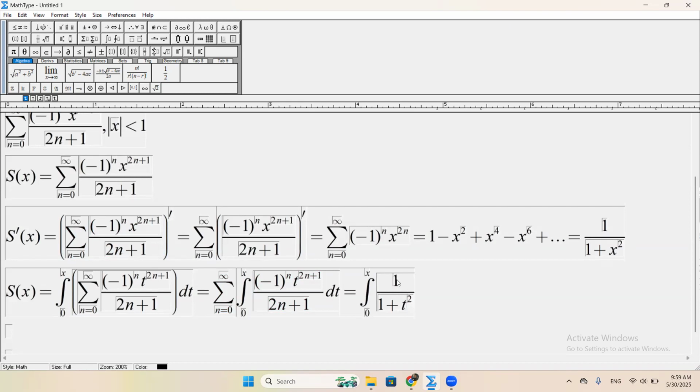And as you remember from the table of integrals, it will be arctangent of t with substitutions from 0 to 1. Oh, from 0 to x, sorry. And it will be actually arctangent of x. And that's the sum of this series. So we wrote it as an elementary function. Any questions about this exercise? No. Okay, then let's move on.